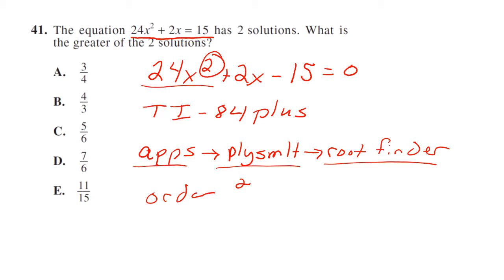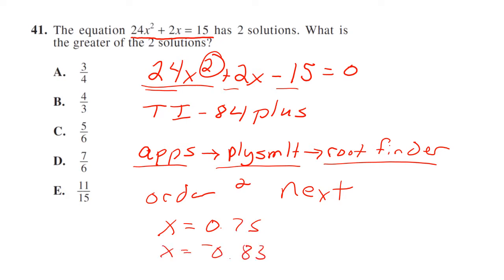Most likely it's going to be real numbers. You're going to have decimals. And then hit next and enter the numbers as you see them: 24, 2, negative 15, and hit solve. When you hit solve, it's going to tell you x equals 0.75 or x equals negative 0.83. Which one is the bigger number? 0.75, A.